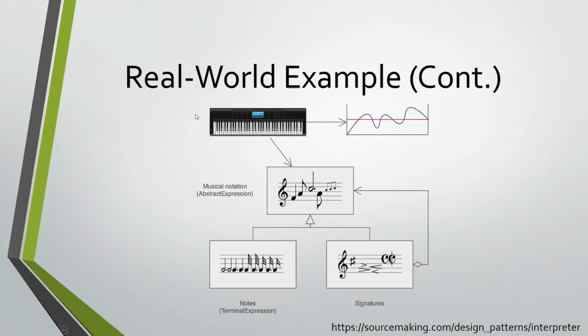Here's a quick class diagram of what this means. So you have your musician right here, which is the keyboard, and this right here is the output sound, and this right here is the music script. And in this example, the music notation is an abstract expression composed of notes and signatures.